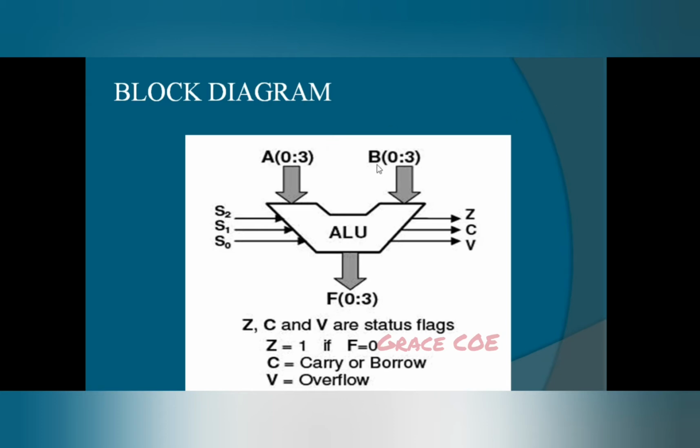So here A and B are the inputs. It's a 4-bit input, and S0, S1 and S2 are the selection lines. So this will be the operand which will decide what type of operation the system will be performing, whether it will be addition, subtraction or some other logical operation. And this F will give us the output of the intended operation.